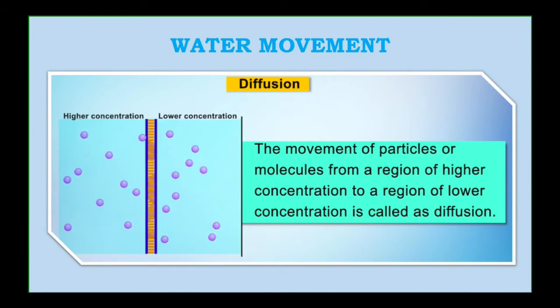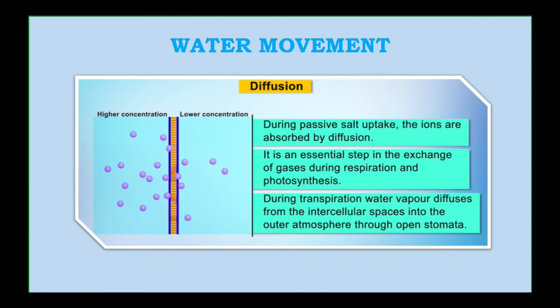Now, about diffusion. The movement of particles or molecules from a region of higher concentration to a region of lower concentration is called diffusion. Simple diffusion plays a very important role in the life of a plant. Firstly, diffusion helps in passive salt uptake. The ions are absorbed due to diffusion. It is an essential step in the exchange of gases during respiration and photosynthesis. During transpiration, water vapor diffuses from the intercellular spaces into the outer atmosphere through the open stomata.